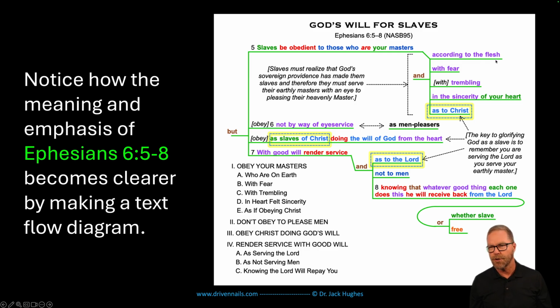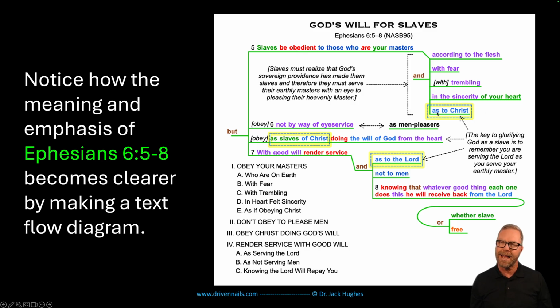Masters who are according to the flesh. That is, the masters you serve as mortals here on earth. And be obedient to your masters with fear, with trembling, in sincerity of your heart, as to Christ.